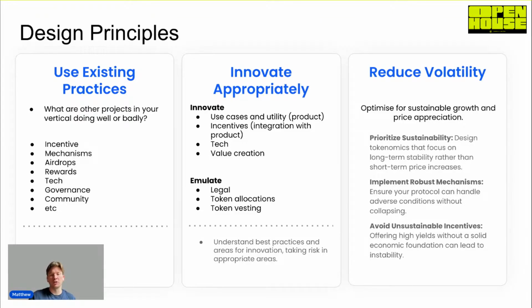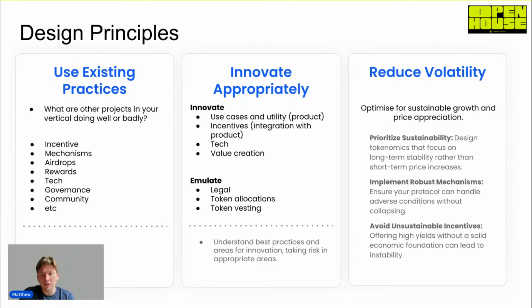But where we probably want to emulate best practices are certainly with legal structurings and setups, with regulatory compliance, and when it comes to things like token allocations, token vesting, and making sure we're following best practices there. So understand your vertical. There's some great resources out there, some of which I'll share at the end, which can really help you to turbocharge your understanding of each vertical and the best practices.